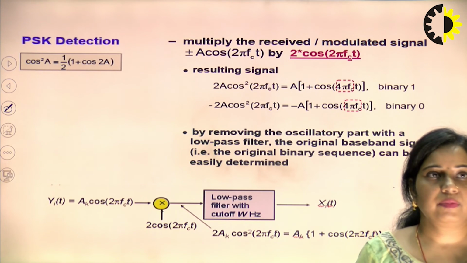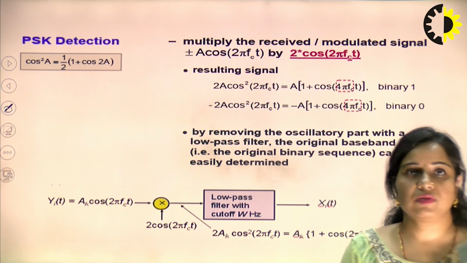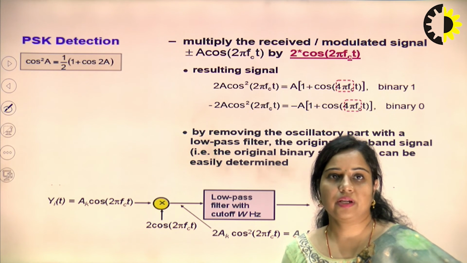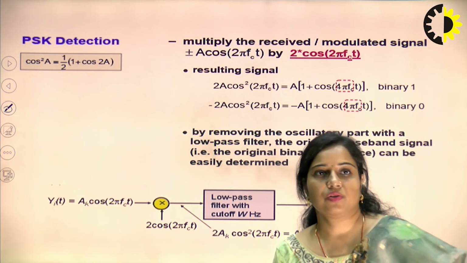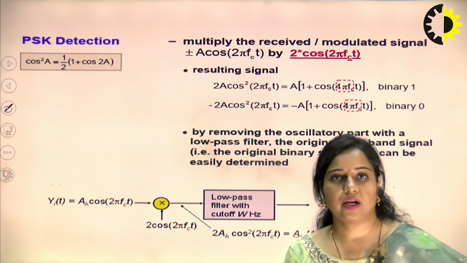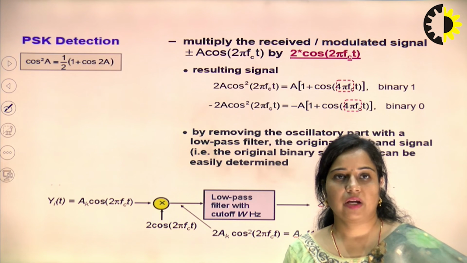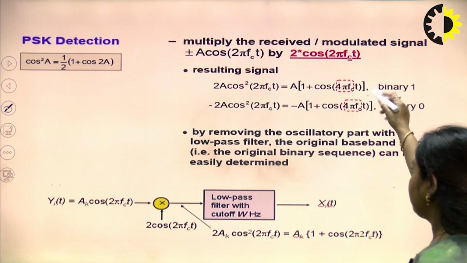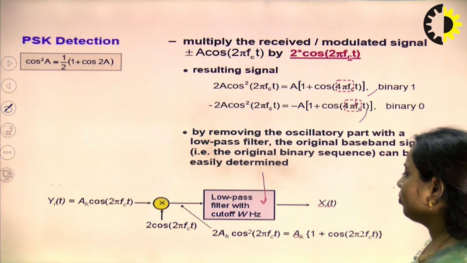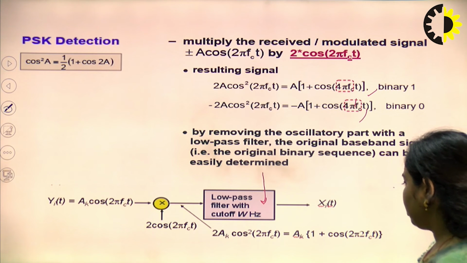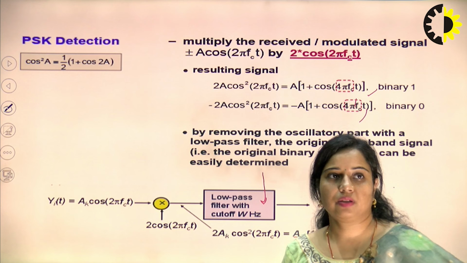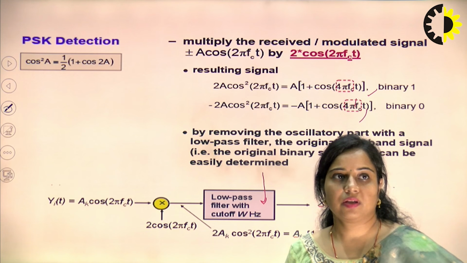So, this is the PSK detection. Multiplying the received signal again with the carrier signal leads to a component that is cos square omega_c t. So, the resulting signal for bit 1 is A(1 + cos 4 pi f_c t), and for bit 0 it is minus A(1 + cos 4 pi f_c t). So, these are the two higher frequency components which are present, and that will be filtered out with a low pass filter. So, the output contains only the low frequency component signal. That is how we can detect the PSK waveform.